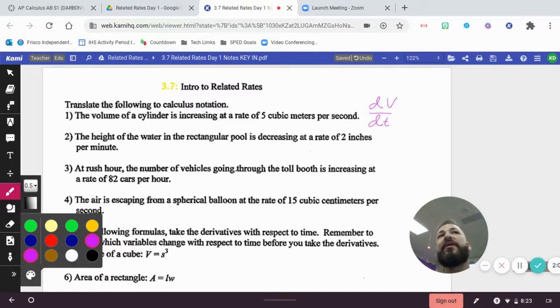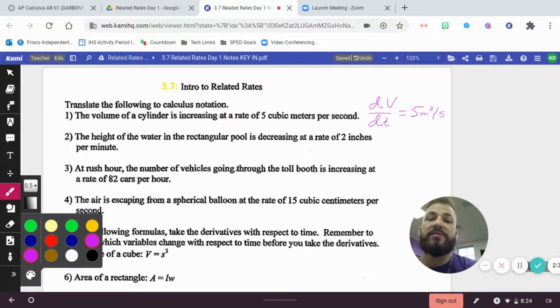So that dV over dt, that whole thing is the rate of change of the volume over time. The rate of change of the volume with respect to time is equal to, and they told us 5 cubic meters per second. So 5 meters cubed per second. And it is increasing, so it should be a positive rate because we're adding in 5 meters cubed every second.